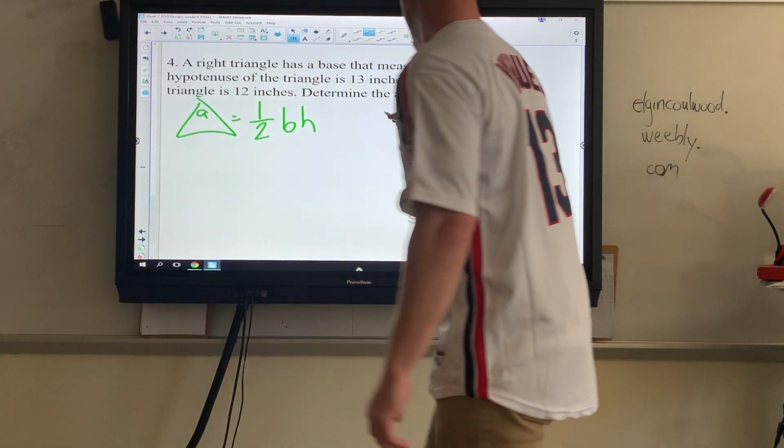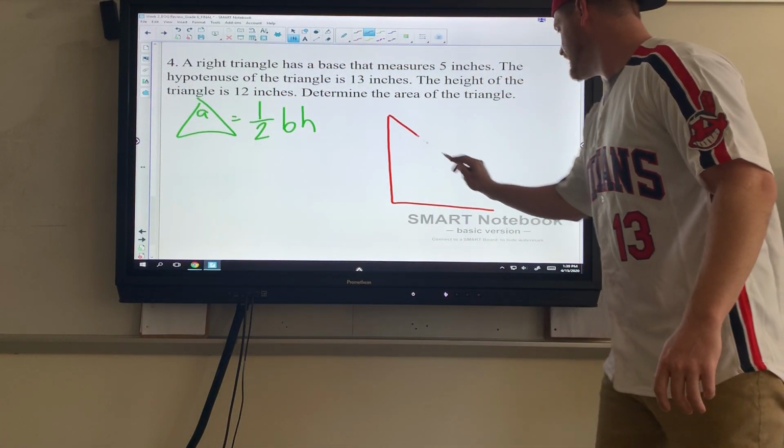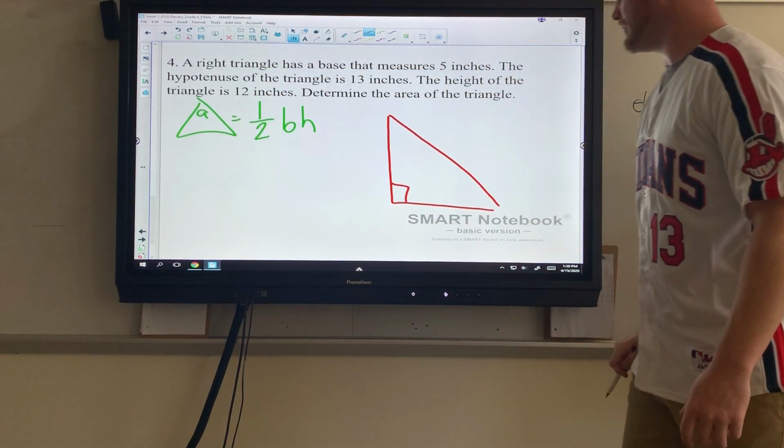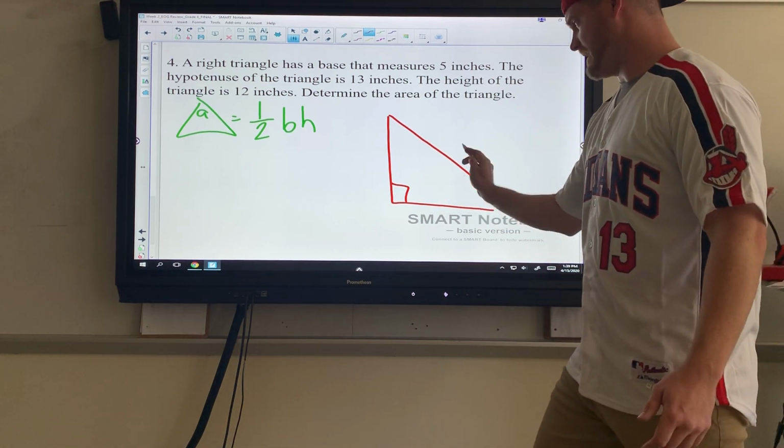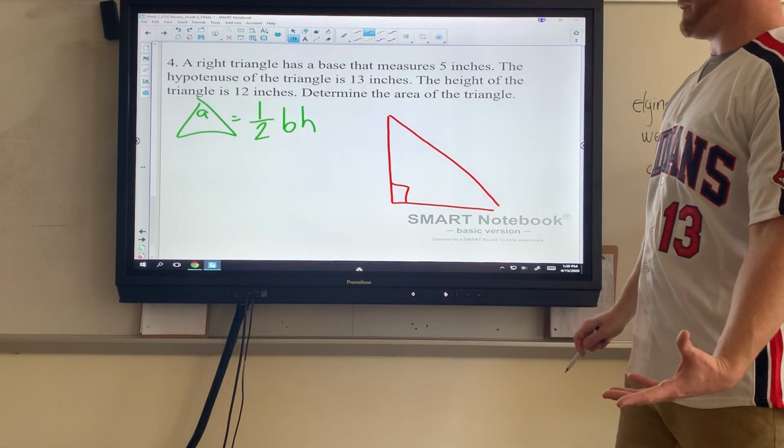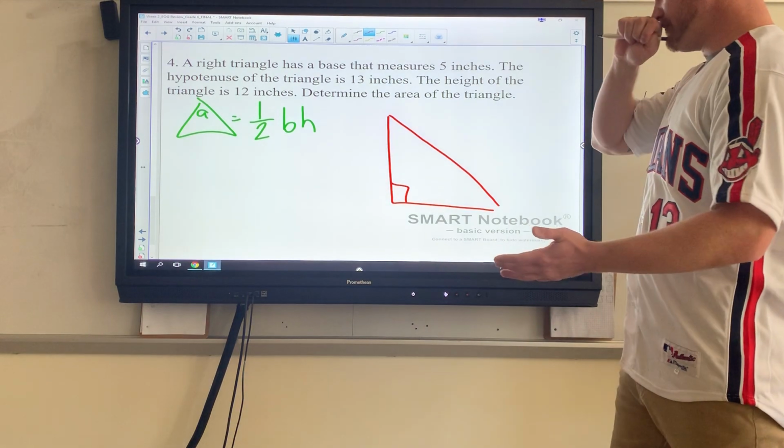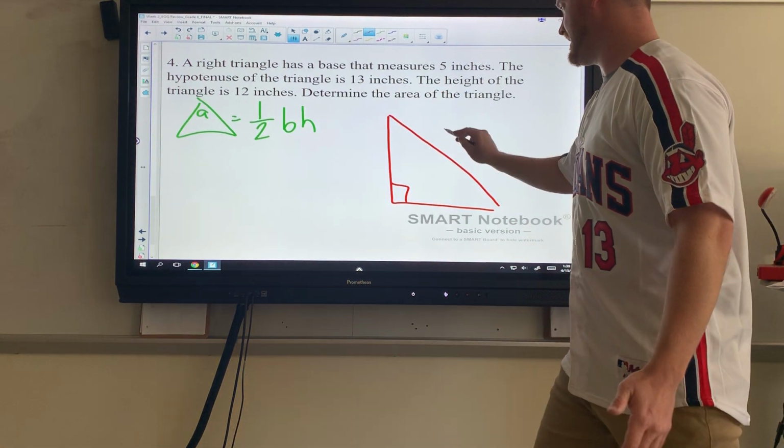Now, a right triangle has a right angle, so it looks like this, this being the right angle. Anything that's opposite of the right angle is called the hypotenuse. Or just know that the hypotenuse is the slant. So the slant is 13.